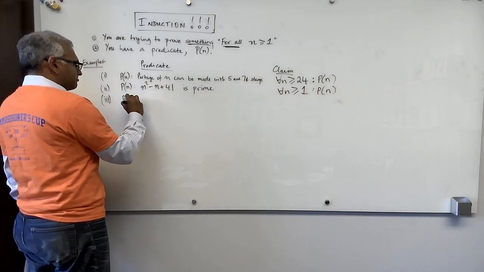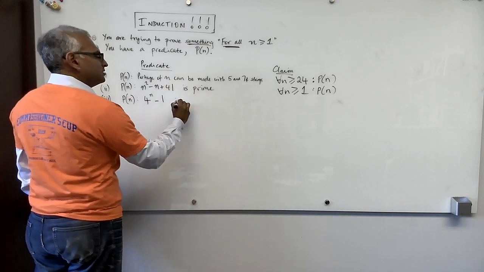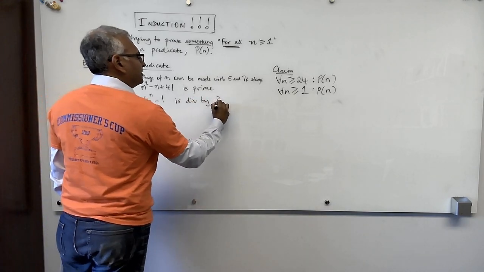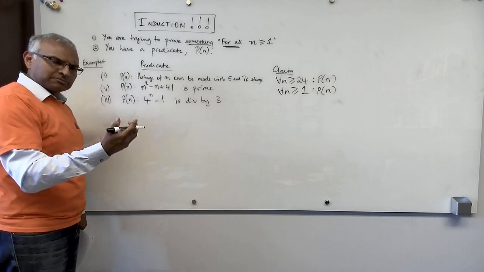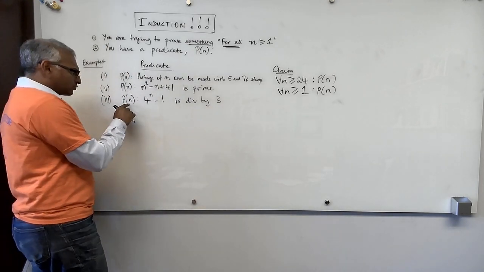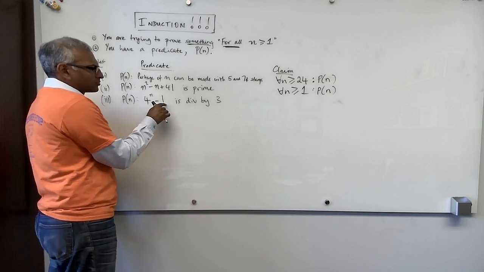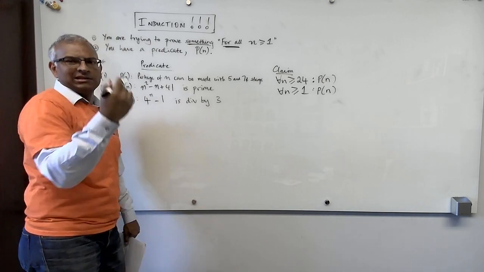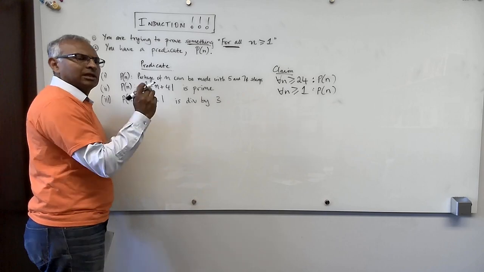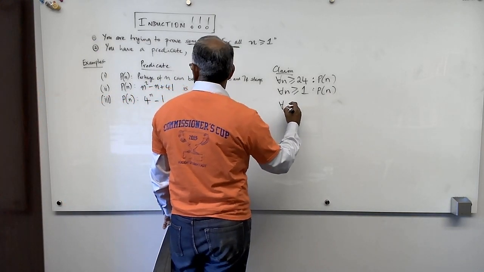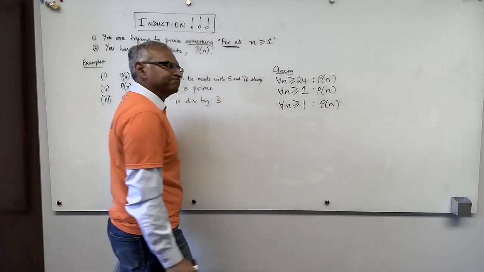Here's another example. P of n: 4 raised to the power n minus 1 is divisible by 3. It's a predicate. It says input n and produces a claim, a statement. So, for example, when n equals 1, P of 1 says that 4 to the power 1, which is 4, minus 1, which is 3, so 3 is divisible by 3, clearly true. And what's the claim I'm making? I'm going to assert that P of n is true for all n greater than or equal to 1.